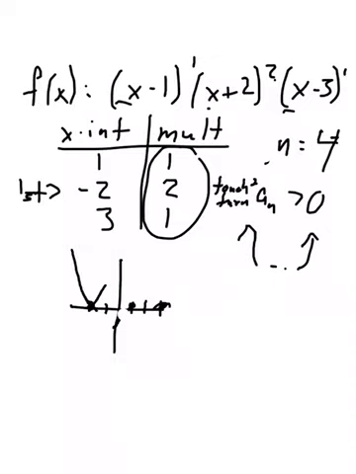At some point our function is going to turn around. The next intercept we're approaching is the 1. That had the multiplicity of 1. That's going to cross at that point. It's going to go right through the 1. And then at some point it's going to turn around.